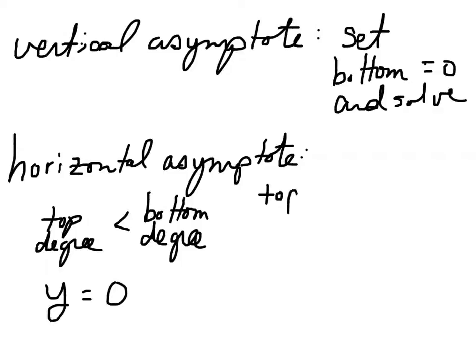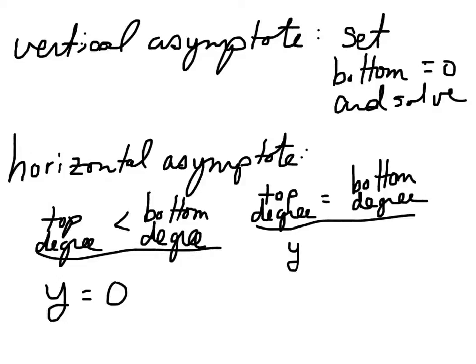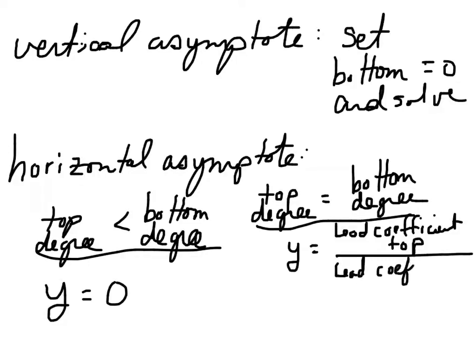The second scenario is if the top degree is equal to the bottom degree. So if they're the same exact number, say the highest exponent is 2 on the top and 2 on the bottom, then y equals the lead coefficient of the top divided by the lead coefficient of the bottom. And again, by lead coefficient, we mean the number in front of the highest exponent.